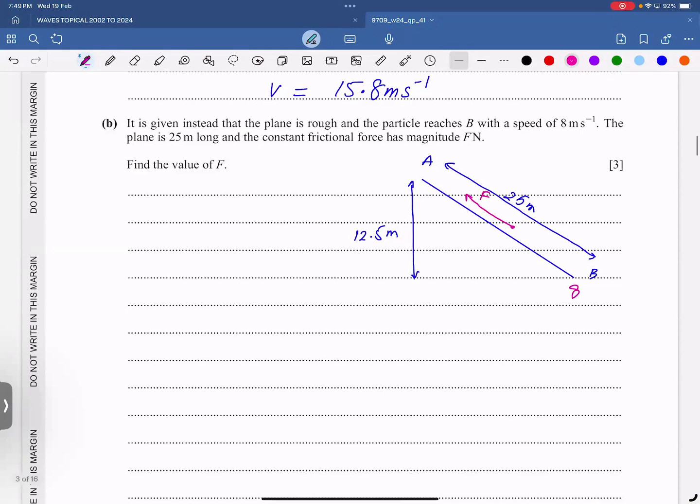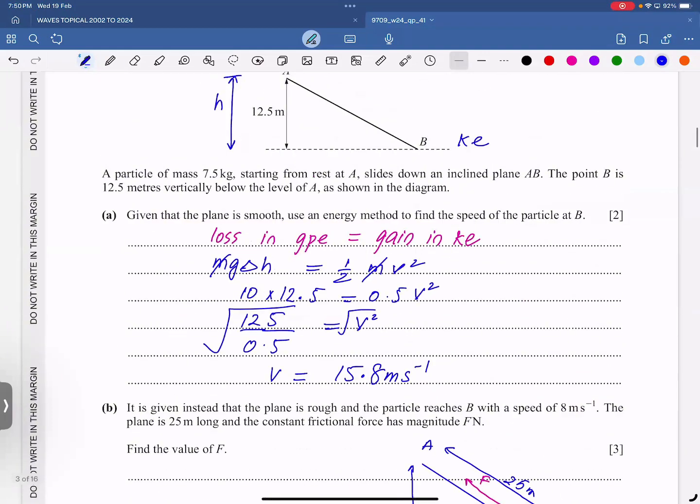Now principle of conservation of energy says, as you said before, now you will say loss in gravitational potential energy is gain in kinetic energy plus the work done against friction. Let's use energy method over here. So loss in GPE, we substitute the values. M, the mass we already know, which is 7.5.